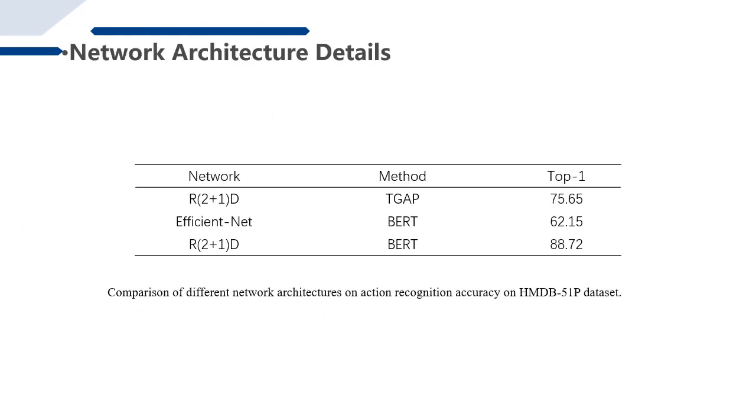Then we introduce our experiment. We conducted ablation experiments on the network structure. The first group used the R2 plus 1D TGAP network. The second group used the EfficientNet BERT network, and the third group used the R2 plus 1D BERT. The experimental results showed that R2 plus 1D BERT had the best performance on the HMDB 51P dataset.